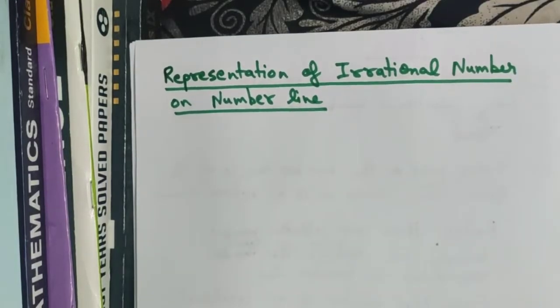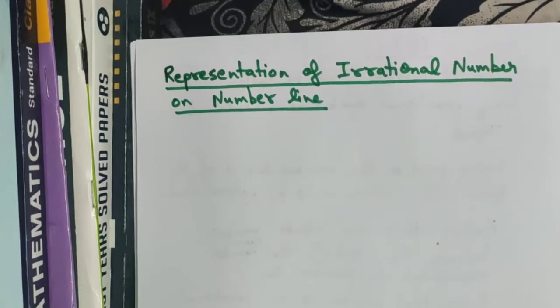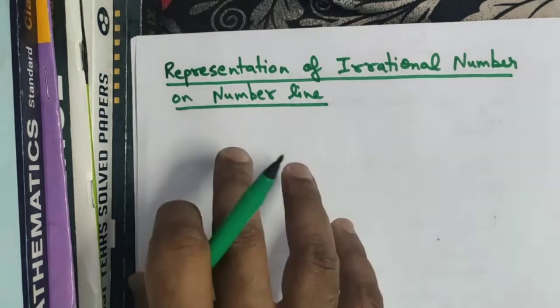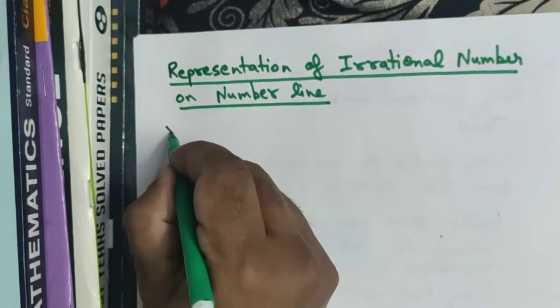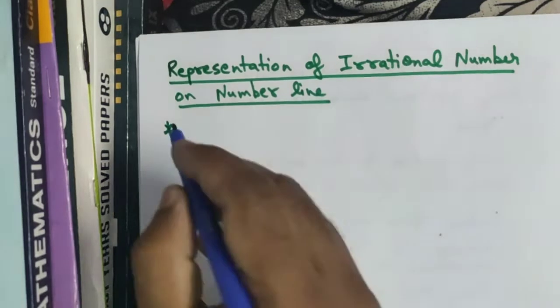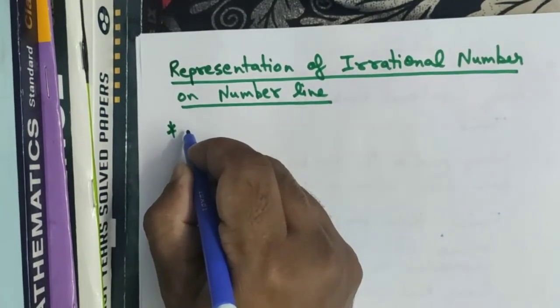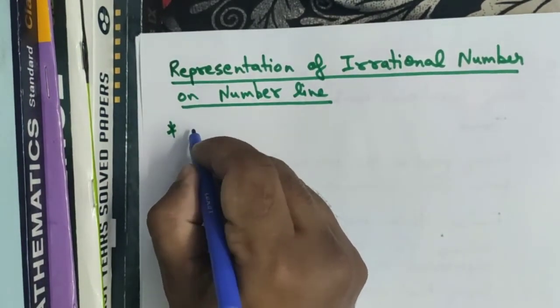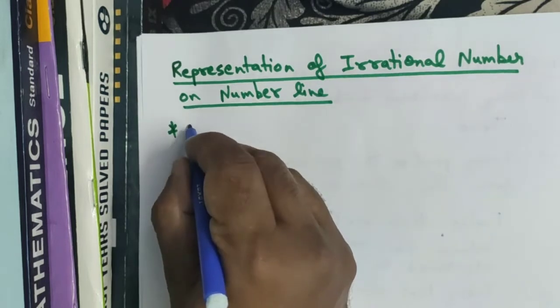That is the representation of an irrational number on the number line. How to represent an irrational number on the number line? First point I am giving you, I will explain about this point later on. This is a very important point, just note it down, write it as a note.